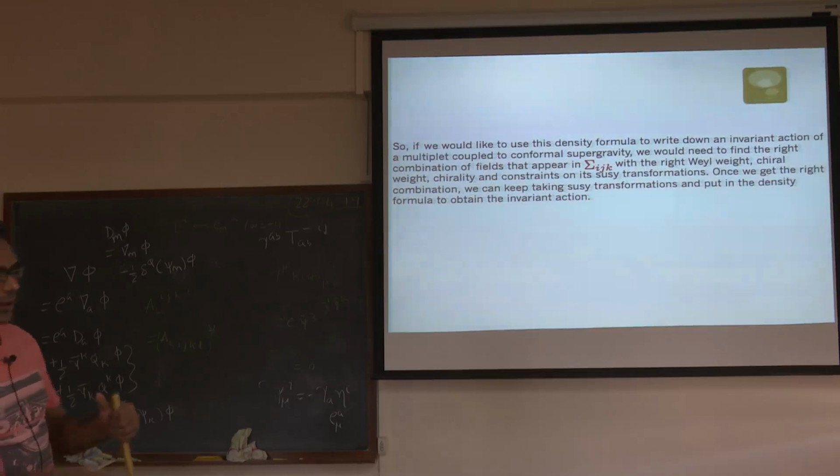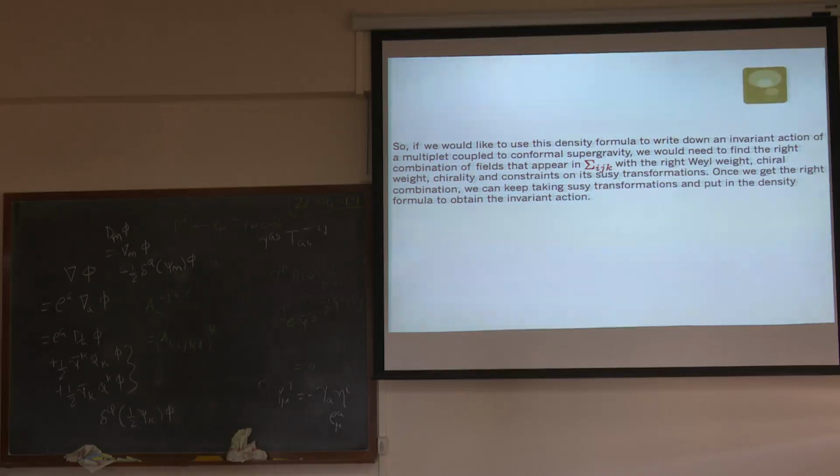So finally, after obtaining all this, if you need to apply this density formula on some multiplet, you need to find a sigma ijk which has the right Weyl weight, right chirality, and right S-supersymmetry. It should be S-invariant, and those constraints that we found, like A_AB^ijkl should be 0 and A^ijkl should be pseudo imaginary, also have to be satisfied. Okay. And then once you obtain such a multiplet, you just put it into this density formula and you have an invariant action. Okay.